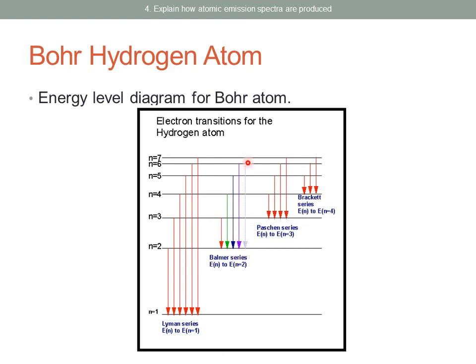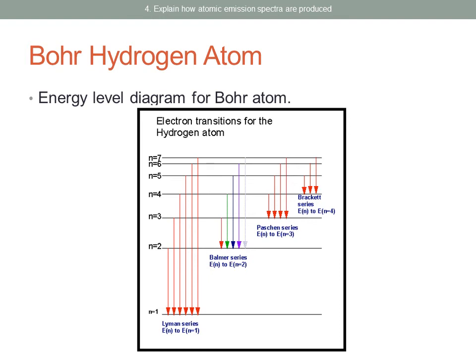Anything past that is ultraviolet. That's why this 7 to 2 is shown with a dotted line here, and it's kind of grayed out. That's because we can't see that one. That's actually too energetic for us to be able to see. That's in the ultraviolet spectrum. And we can see that it's called the Balmer series.